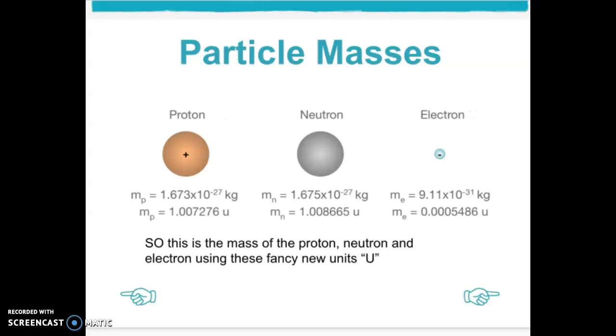And here we have the mass of a proton, and we're going to use the fancy new unified mass units u. The mass of a proton is equal to 1.007276 u. The mass of a neutron is equivalent to 1.008665 u, and the mass of an electron is 0.005486 u, but we're not going to bother with the electron right now. So, using this information, build a helium nucleus, calculate what the mass of a helium nucleus is from its constituent nucleons.